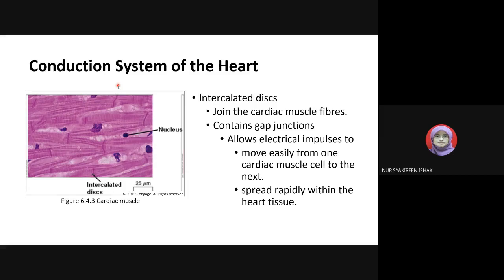So this is to ensure the impulse is always transmitted within the cardiac muscle. The generation of impulse and the transmission of impulse within cardiac muscle does not depend on neurotransmitter. It depends on the flow of ions through the gap junctions. This allows electrical impulses to move easily from one cardiac muscle cell to the next, spreading rapidly within the heart tissue. The movement of ions can happen quickly from one cardiac muscle cell to another in the transmission of electrical impulse along the cardiac muscle.